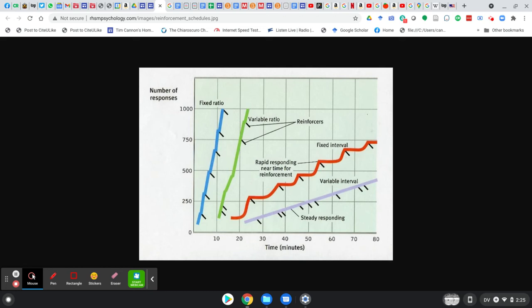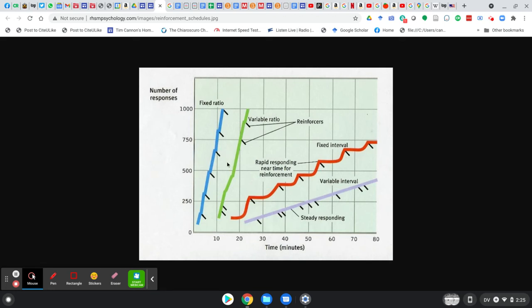Now, the VI schedule is interesting, and it's used a lot in research. Not much of a pattern there. The pellets come variably, but the animal's behavior is very stable. Can you explain why that is? Well, this is why capitalism doesn't like the schedule. Is there any benefit to going faster?